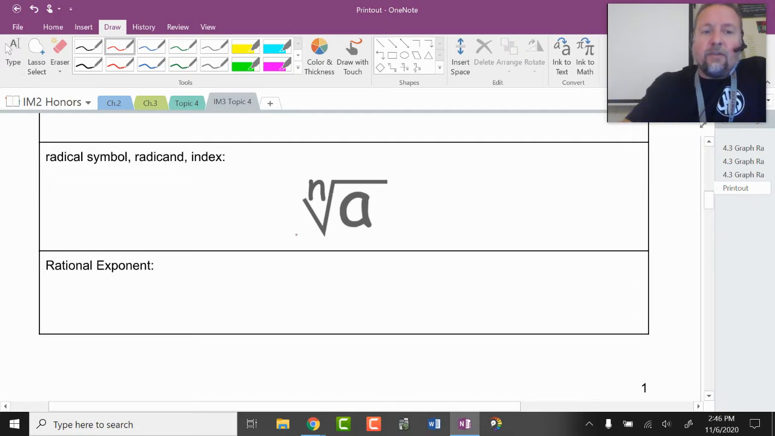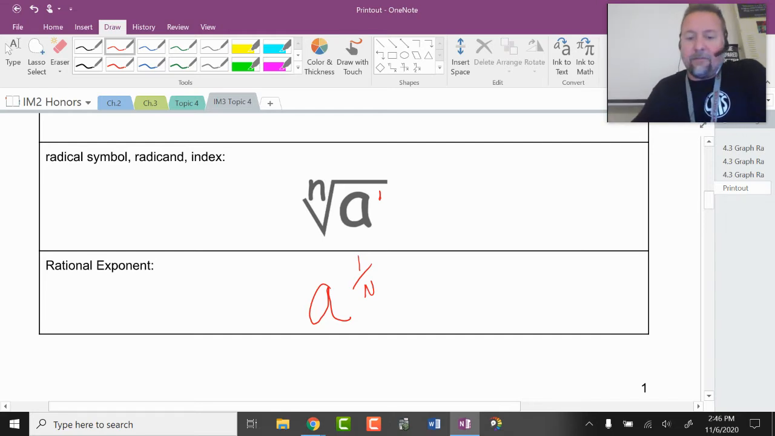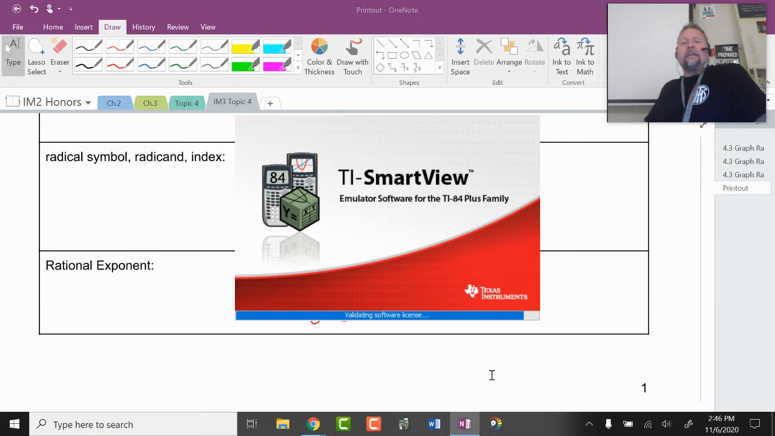And then how does this turn into a rational exponent? A raised to the 1 over n power. This may come out of left field, but I'll show this on the calculator. And it is true, right? And you're going to have to memorize this because it toggles back and forth with a couple of questions pertaining to that.